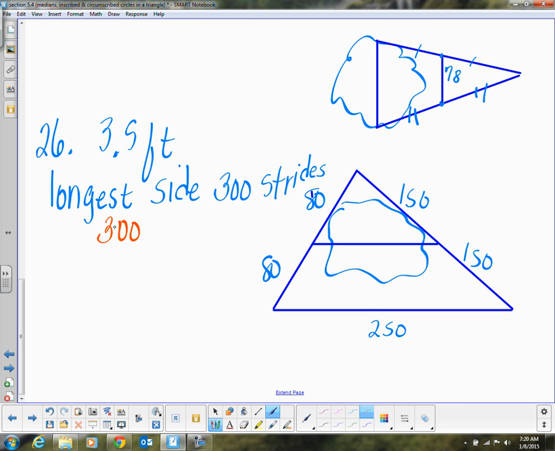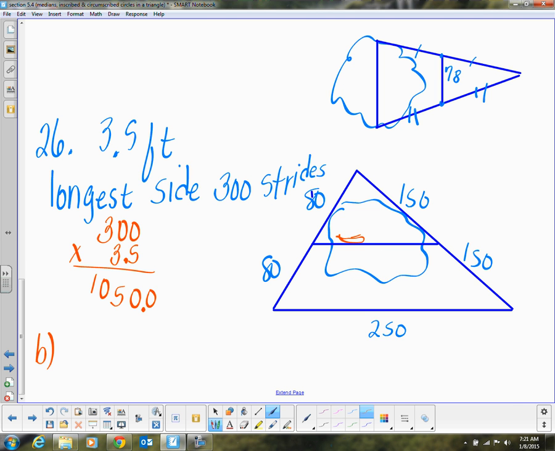300 strides. Each one of these is what? 3.5. So what do you do? Multiply. So we're going to have 0, 0, 15. I think it's 1,050. You have calculators. You can do that on your calculator. That was part A.